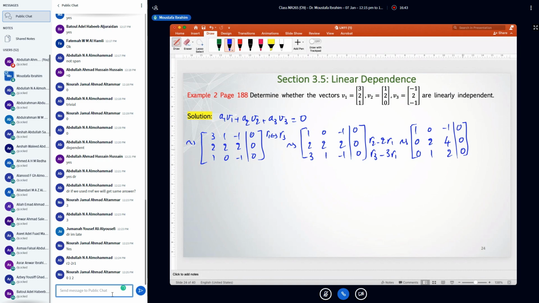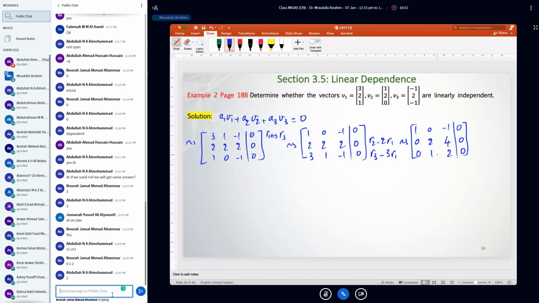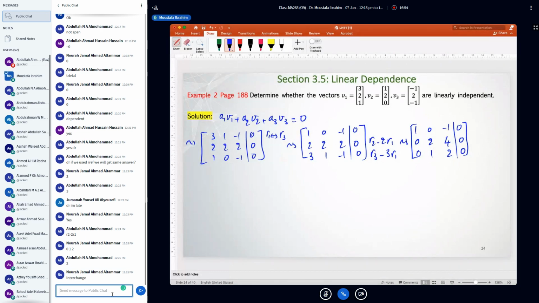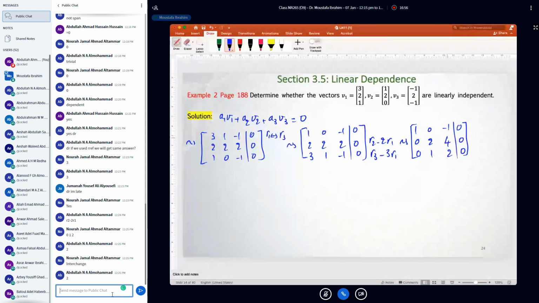Now, guys, either we divide by 2 or we interchange. What do you want? The first one who answers, I will take it. Okay, we divide. What's this two? I don't understand.